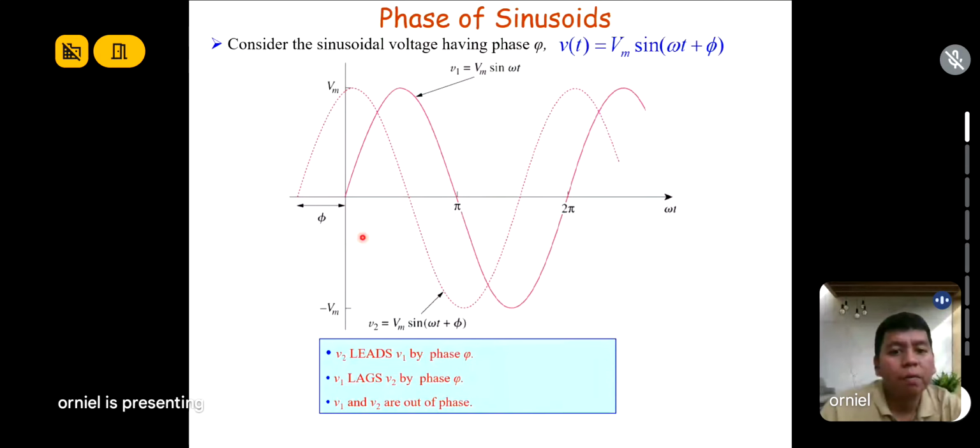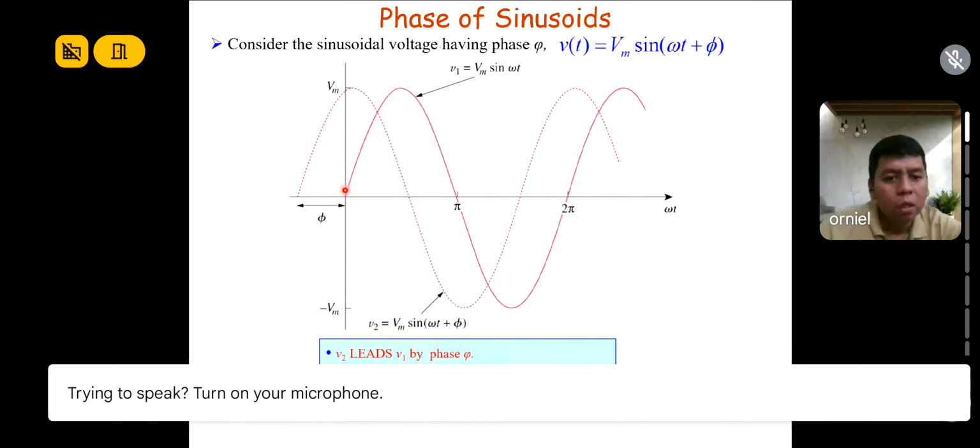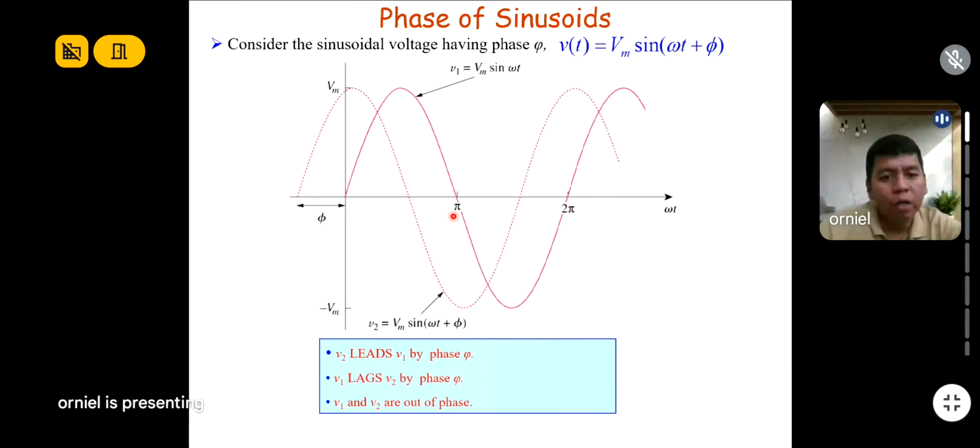So in this illustration, as you can see, we can denote when it leads and when it lags. This waveform is V2. This waveform is V1. To illustrate this properly, we can say that V2 leads V1 by phase theta. Or you can say that V1 lags V2 by phase theta. So we can denote and explain it this way when we see waveforms like this.